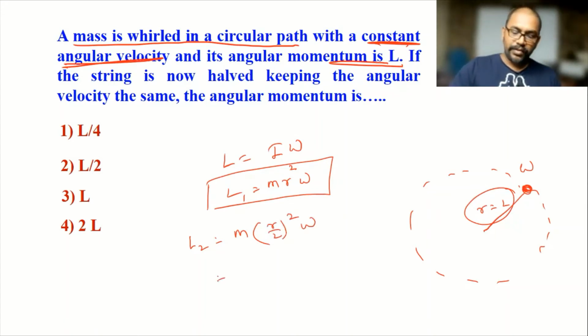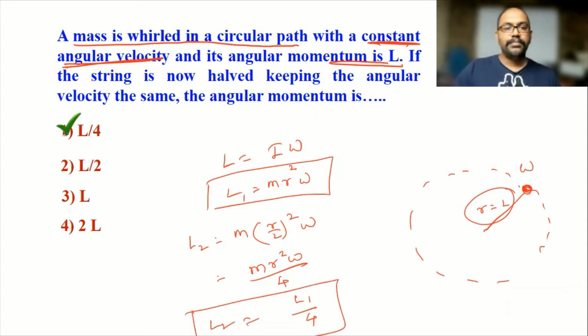So here we can write m r square omega by 4. So m r square omega is L1. So it is L1 by 4, or L by 4, obviously. So here we get the answer L by 4.